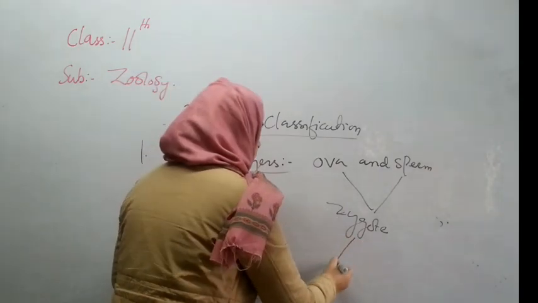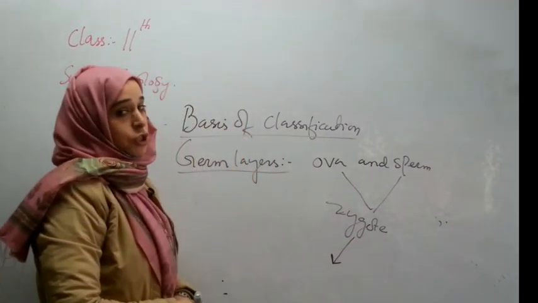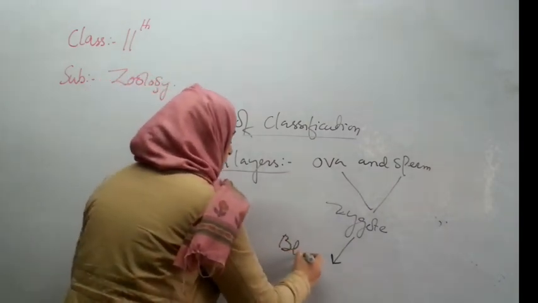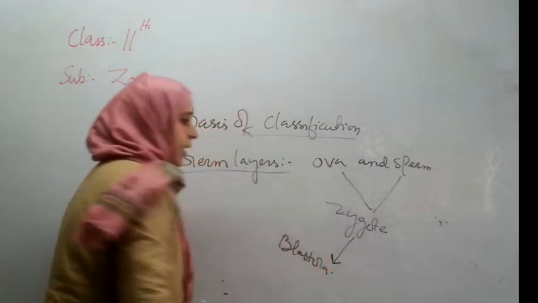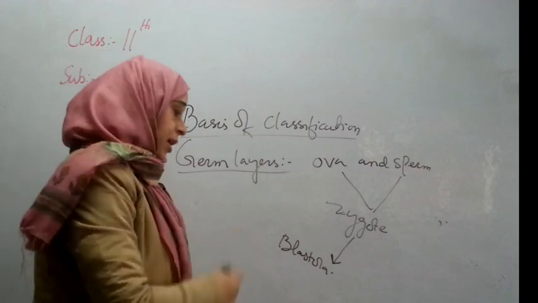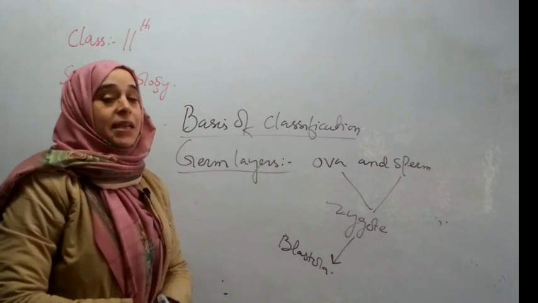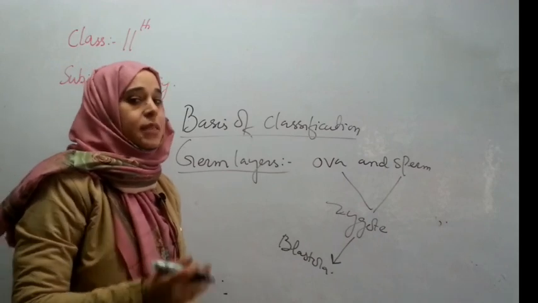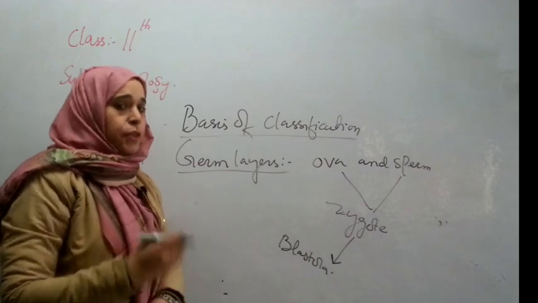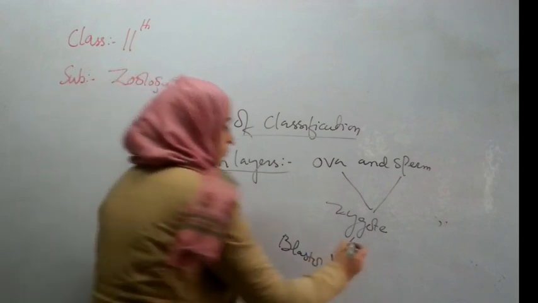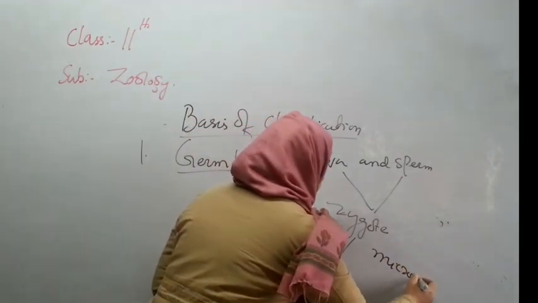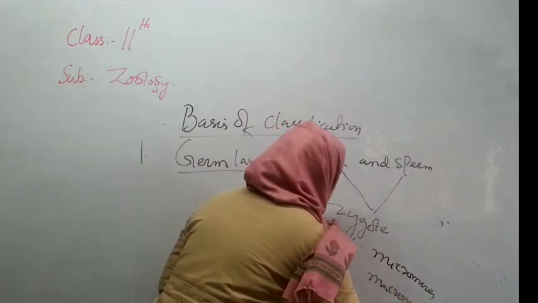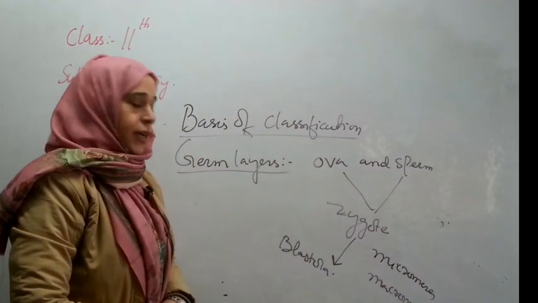Then this zygote undergoes a number of mitotic divisions, which is known as cleavage, and forms a mass of cells. The mass of cells is known as a blastula. This mass contains two important types of cells depending upon their size. There are cells which are smaller in size and cells which are larger in size. The smaller ones are known as micromeres, and the larger ones are known as macromeres. I'm just giving a slight idea.